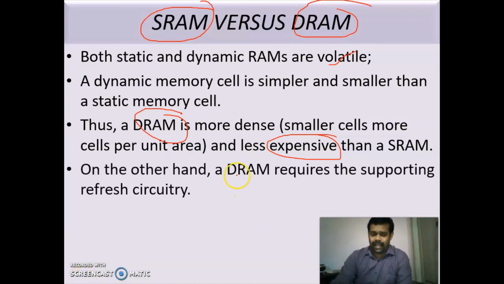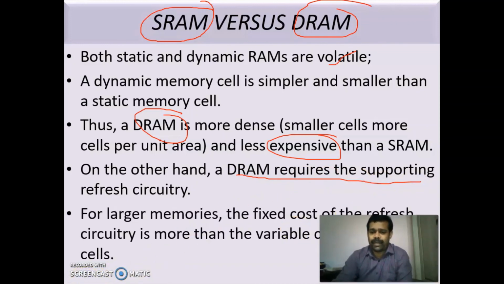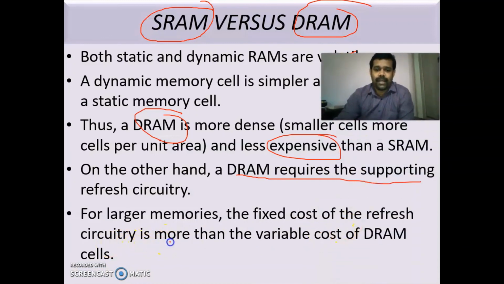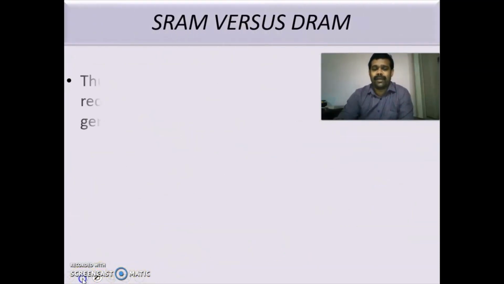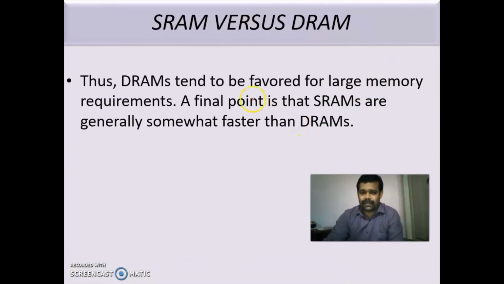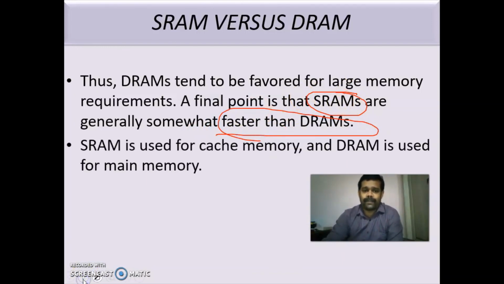Then DRAM requires supporting circuitry for refreshing. For large memory, the fixed cost of the refreshing circuit is small relative to the total, so DRAM tends to be favored for large memory requirements. SRAMs are generally faster than DRAMs. Static RAM is used for cache memory, and this is the main point. Static RAM is used for cache memory, and DRAM is used for main memory.